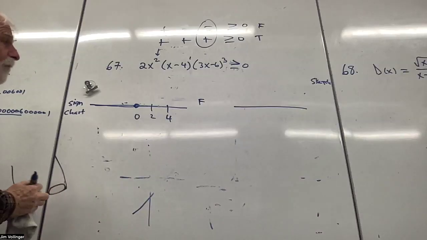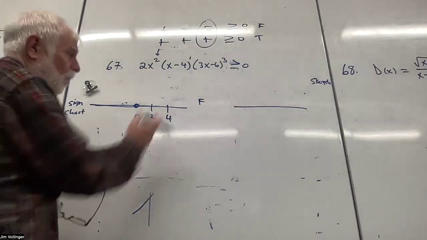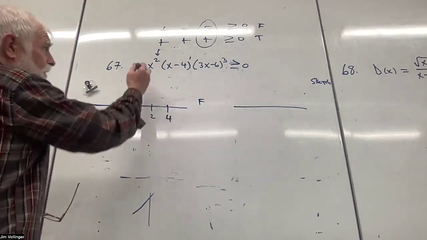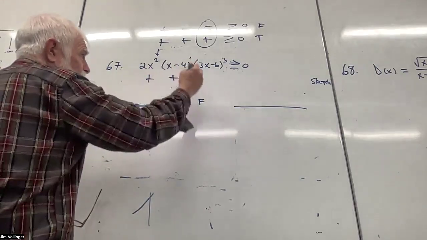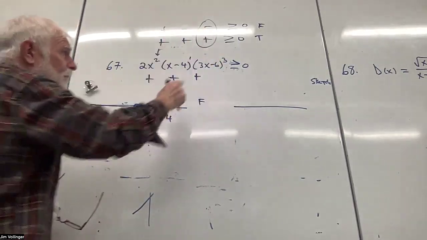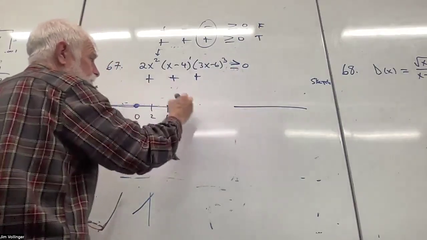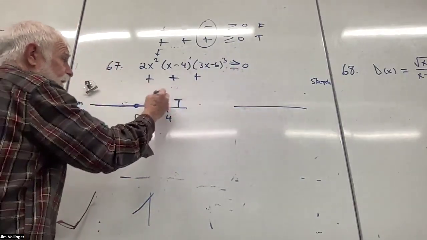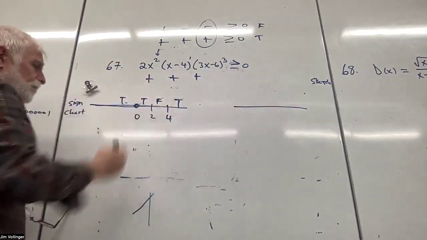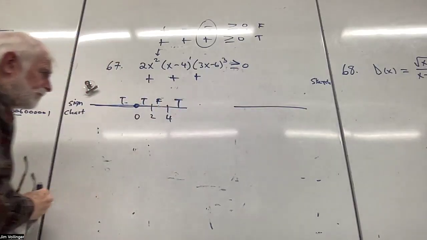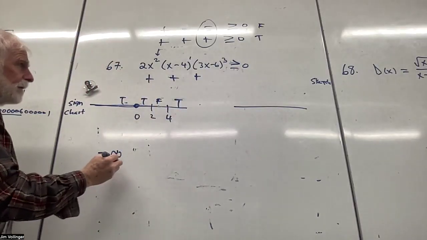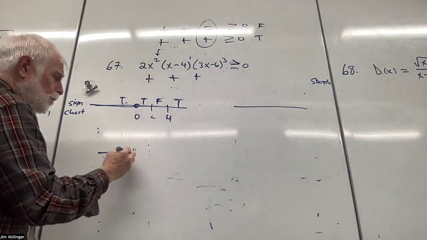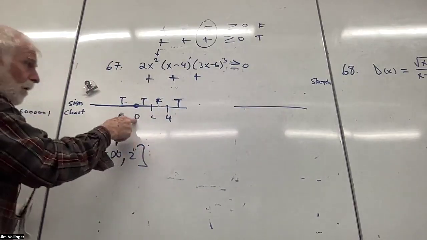If I put a number bigger than 4 in, like 1,000,000 or 5, your choice, I know that's positive, and I know that's positive, and I know that's positive. And a positive is greater than or equal to 0. So that's true. You're going to find that's false, that's true, and that's true. And then hopefully you're going to learn how to write negative infinity to 2, because 0 also works.